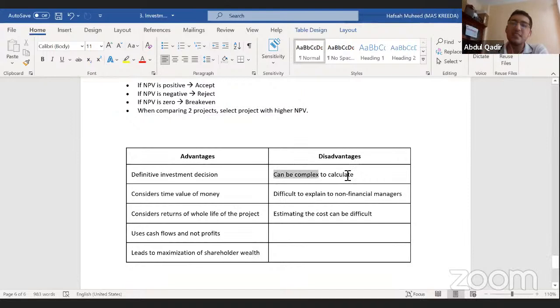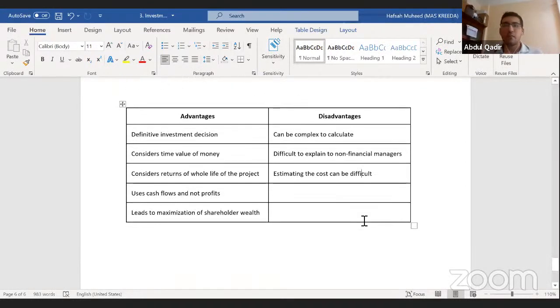But some of the disadvantages: it can be a little complex to calculate. I mean, in the exam, you all have a simple format, a simple method, what you all learn in A-levels. Practically, it's a little complicated, right? And it's difficult to explain to non-financial managers. People who don't understand finance may not know these words or these calculations, so it can be a little difficult. And estimating the cost can be difficult. When I say cost, I'm talking about the discounting factor, that 10%. Sometimes it's difficult to calculate that, right? It's not as straightforward as they give in the exam. For you, they give it, but practically it can be a little difficult, right?